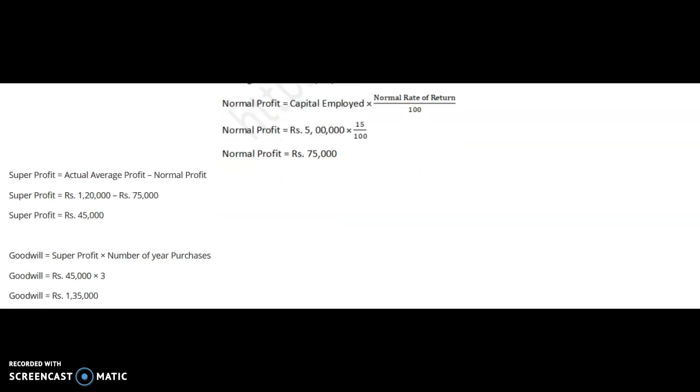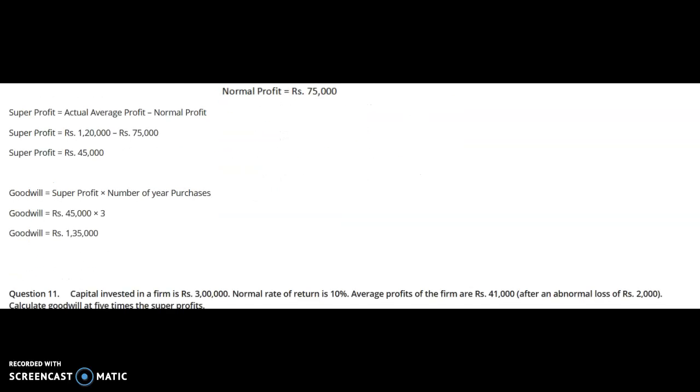Then this super profit will be multiplied by the number of years' purchase, that is 3. So the amount of goodwill comes out to rupees 1,35,000. This way you have to find out the goodwill amount in case of the average profit method as well as in case of the super profit method.